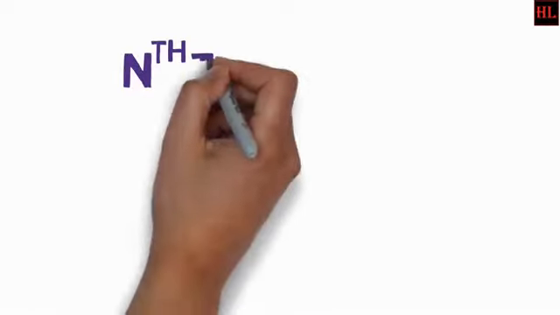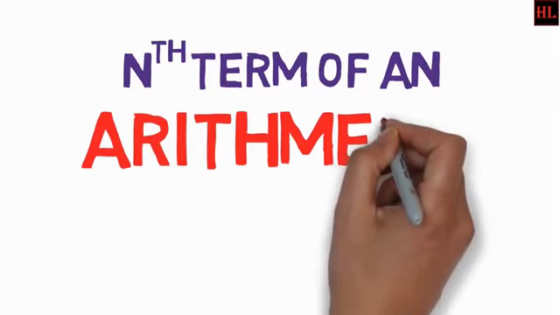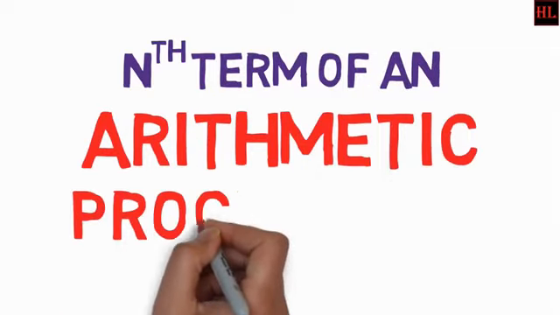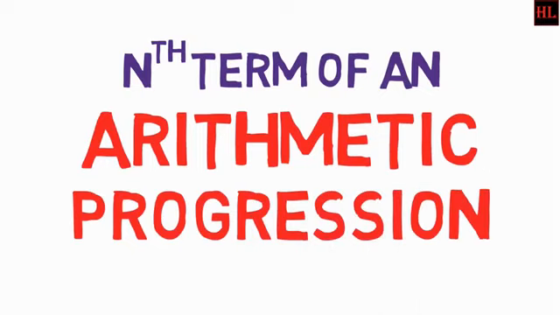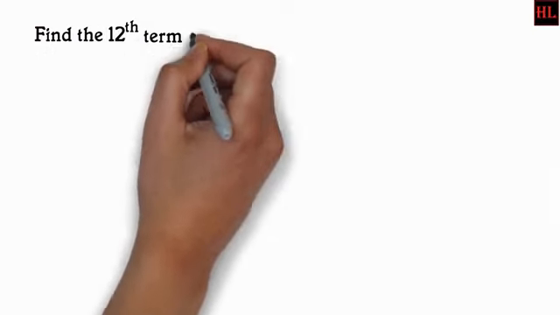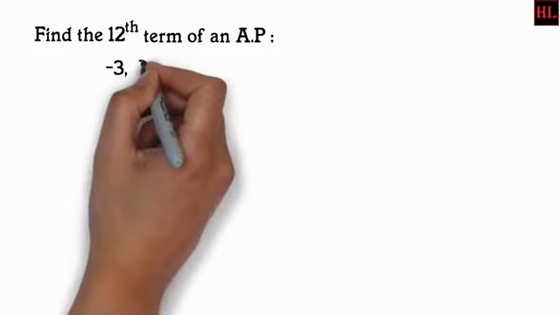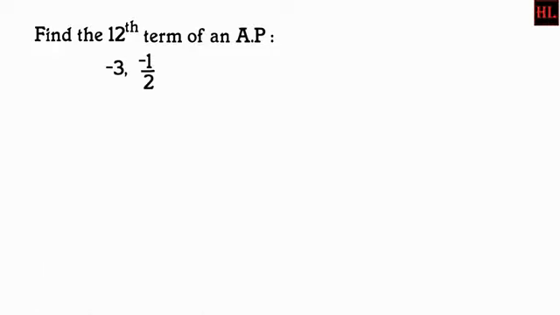Hello friends, in this video we learn how to solve basic problems based on nth term of an arithmetic progression. I'll illustrate the concept by solving two problems. So let's say in the first problem we have to find the 12th term of a given arithmetic progression. Given AP is -3, -1/2, 2 and so on.